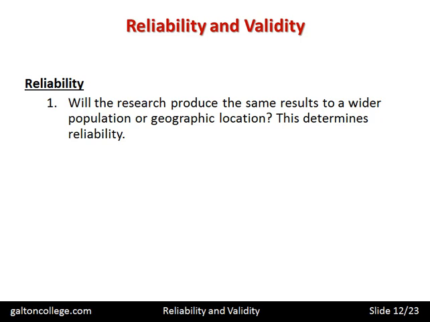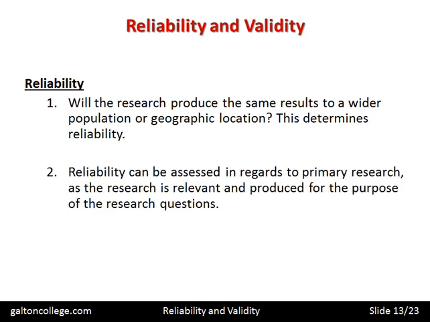If the sampling method was unbiased and if it was conducted properly, we would say it is reliable, and therefore we could apply it to the wider population. Reliability can be assessed in regards to primary research, as the research is relevant and produced for the purpose for which the research questions were set.